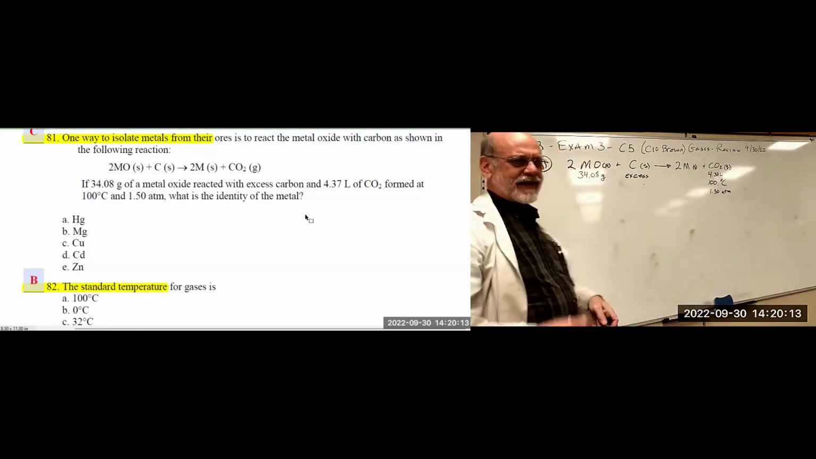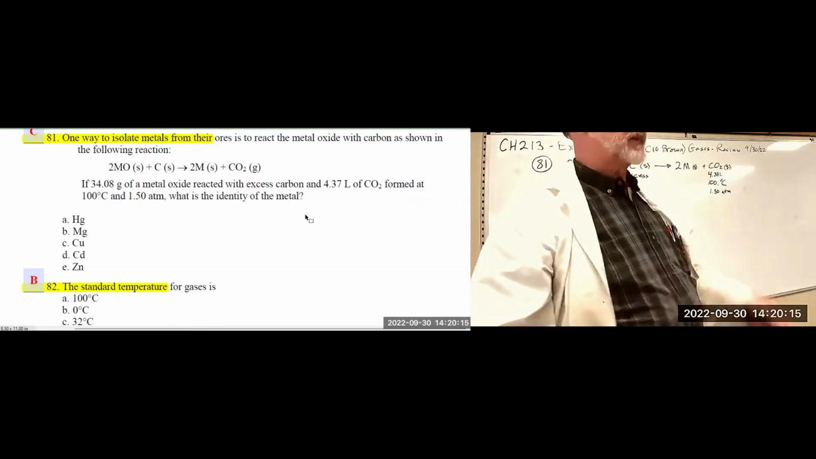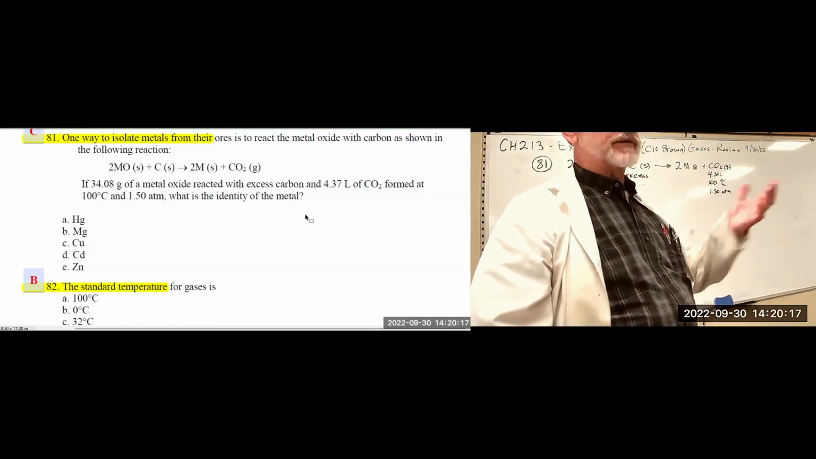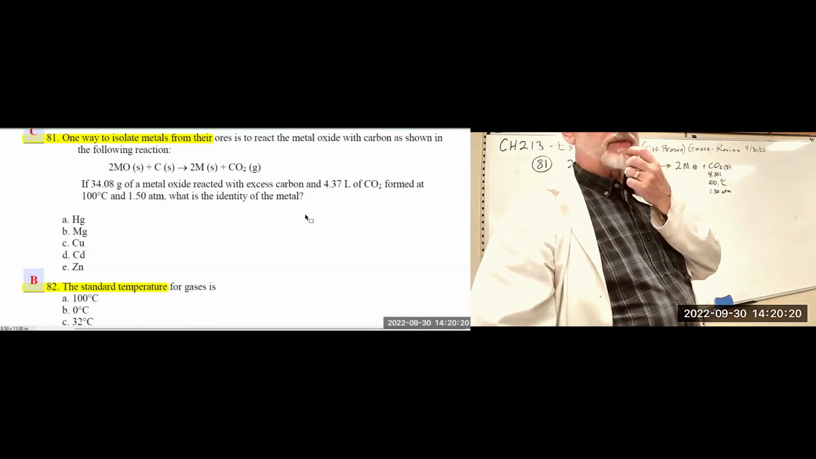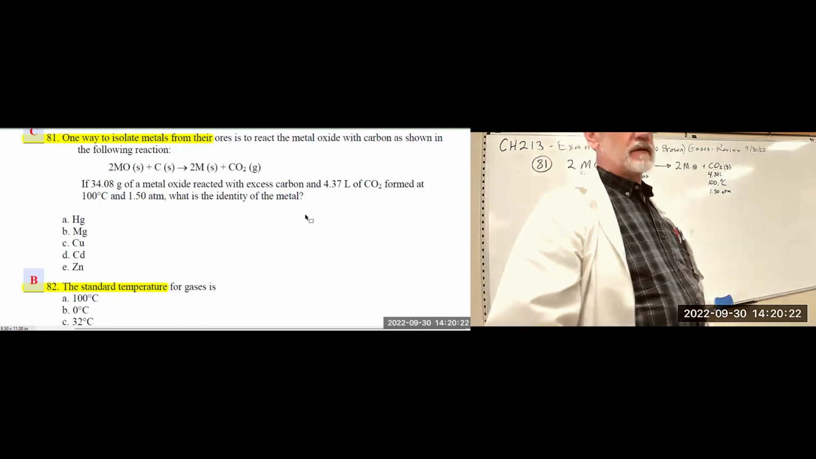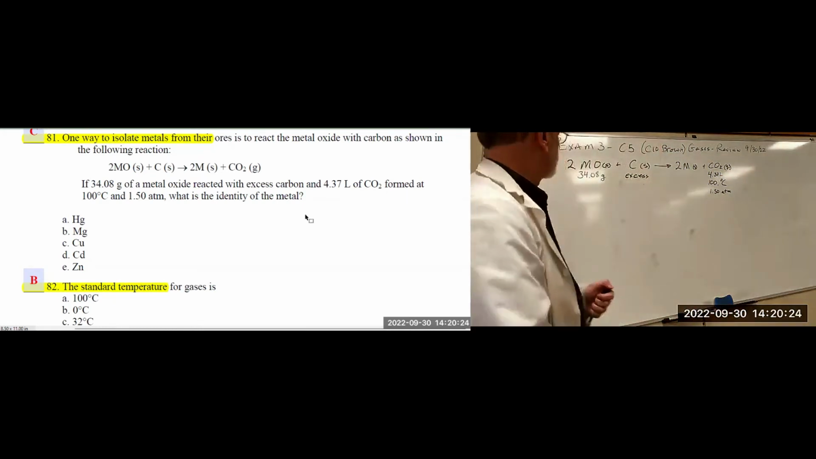So how are we going to identify the metal? We don't know the number of protons. We don't know the Z number, right? So we have to go for the molar mass. If we can find the molar mass, then we're good.